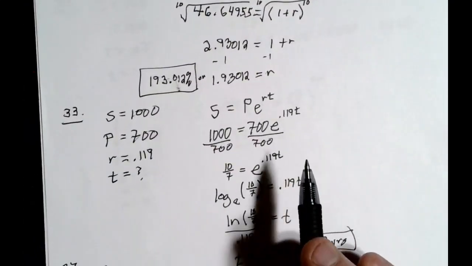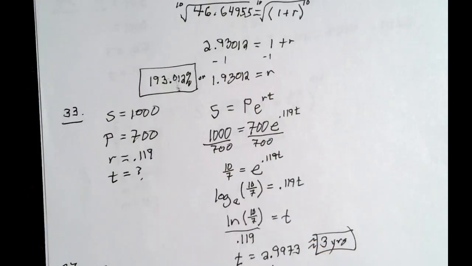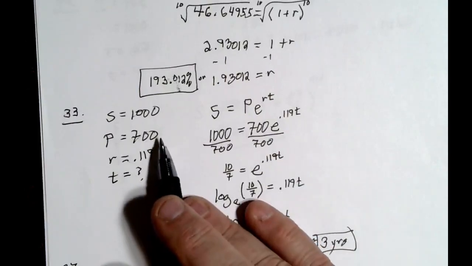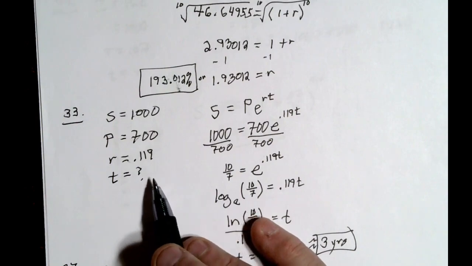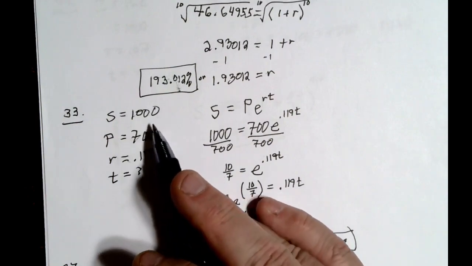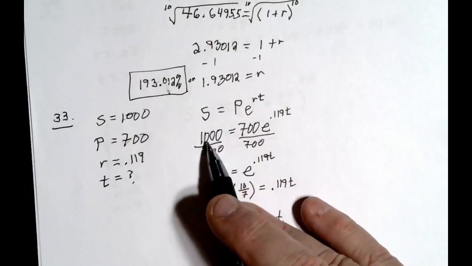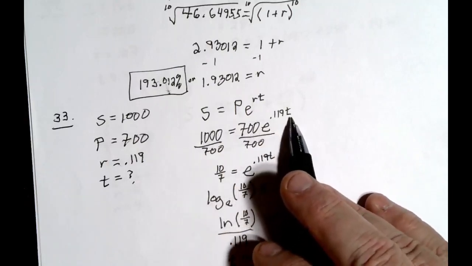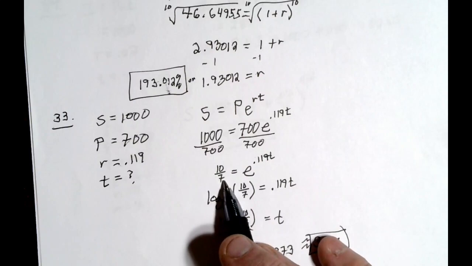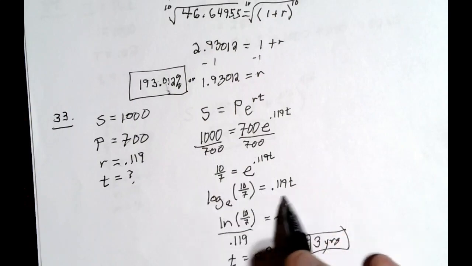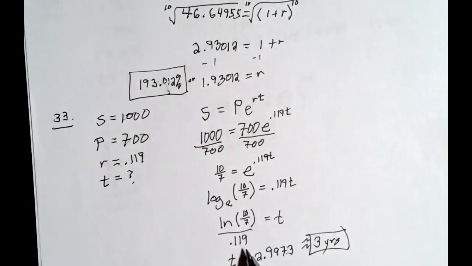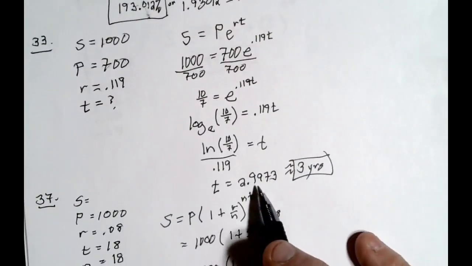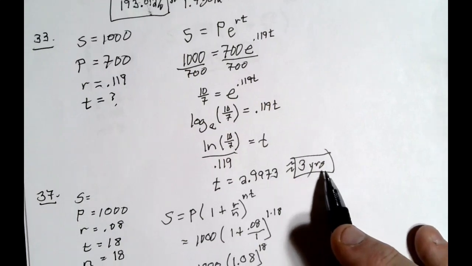33. How long in years would $700 have to be invested at 11.9%, compounded continuously to earn $300 interest, or give you a total of 1,000. So 1,000 equals 700 e to the 0.119t. Divide by 700. Rewrite it as the log. Log base e of this equals the exponent. Divide by 0.119, and you get this. T equals 2.9973, or roughly 3 years.